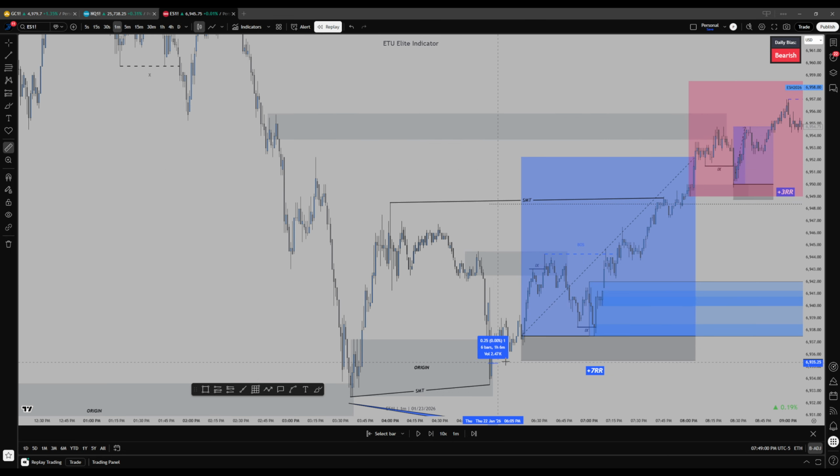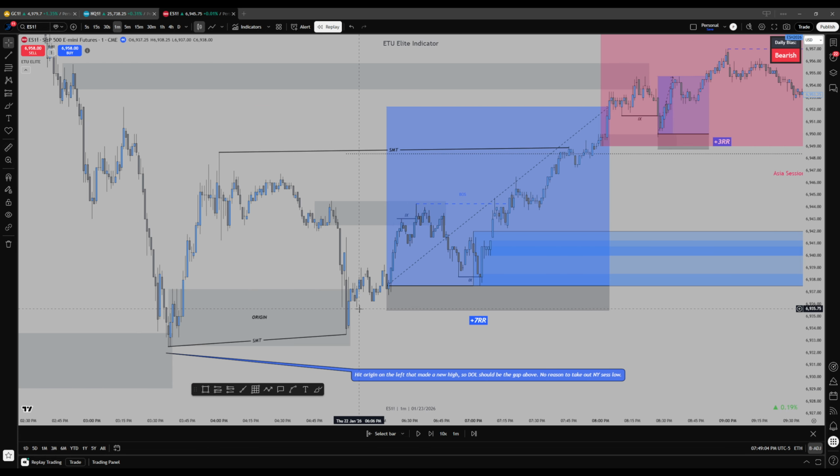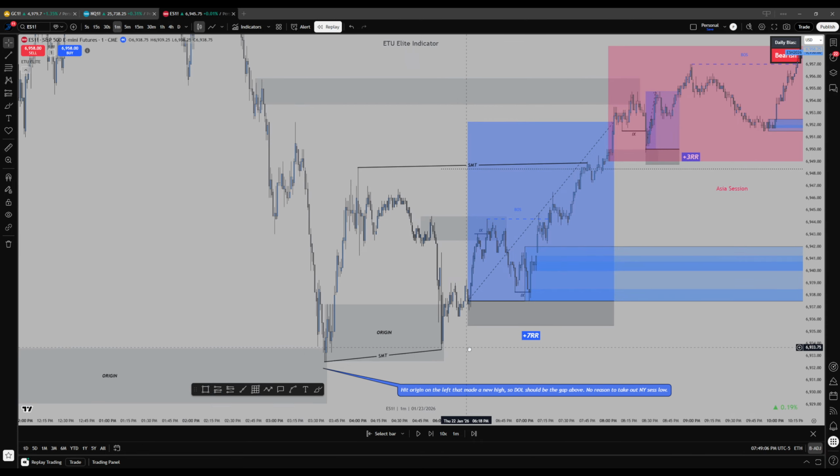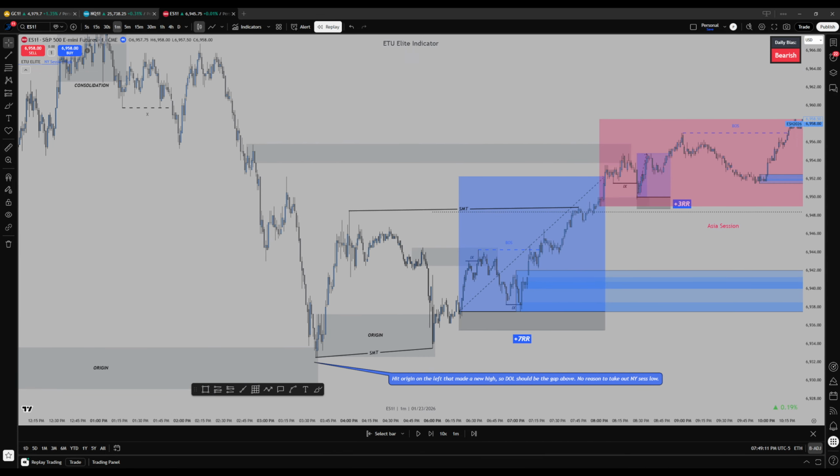Now, you can see we didn't get really an entry model. Sorry, we didn't get an entry model until like 14 minutes later after hitting this origin, which, to me, doesn't really matter too much as long as we get an entry model here and price doesn't run away too far. Because if price runs away all the way up here and I'm not in this trade yet, there's no point in taking a long up here, right? That's called FOMO, and you don't want to be doing FOMO trading.